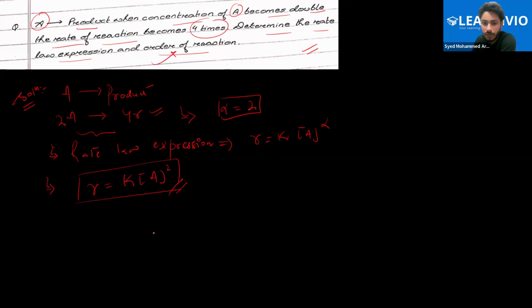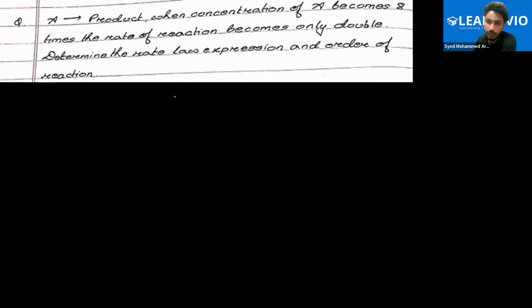And what is the order of the reaction? The order of the reaction is second order. Simple question. So, matched or not? Is your answer the same or different? The same answer. Correct. Very good. So now another question. Solve it.